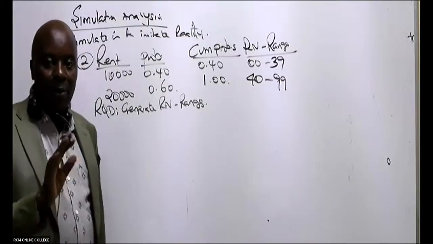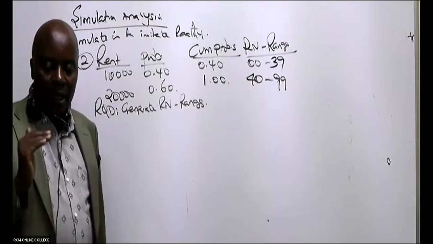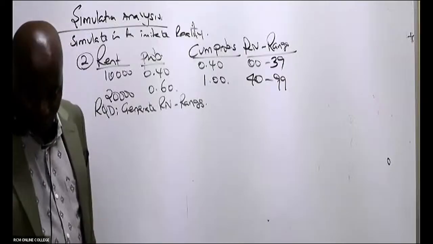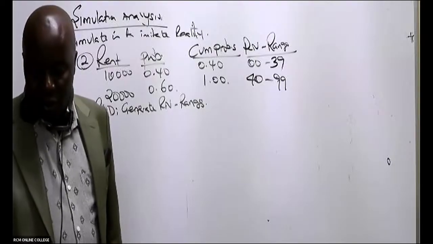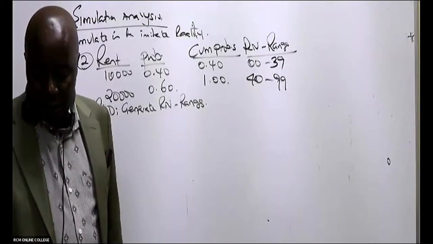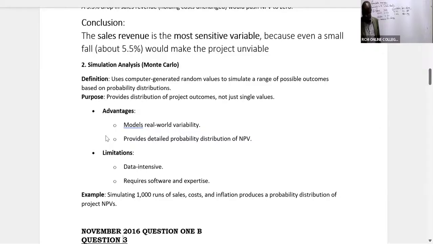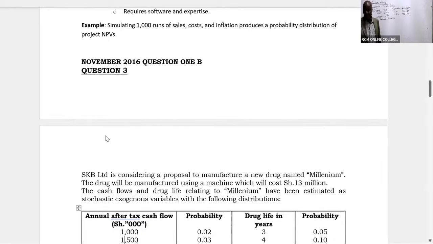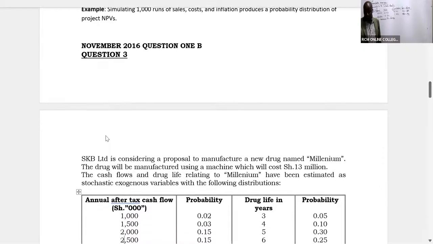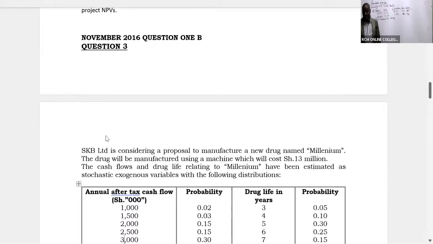If you are comfortable up to here, let us go straight away to a past paper question. This past paper is in your notes that I've given out today. It's quite an old question: November 2016, question number 1B. It is there. So November 2016, question number 1B, SKB. Are we there?